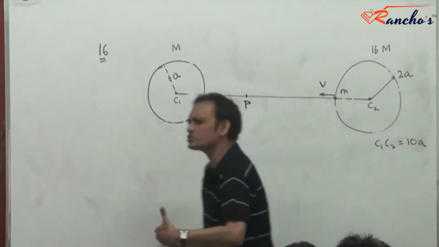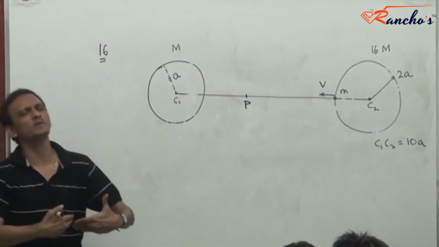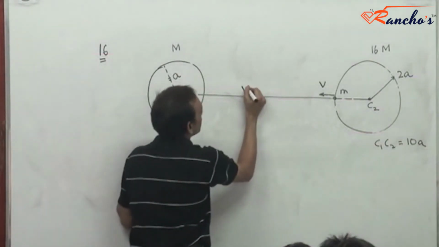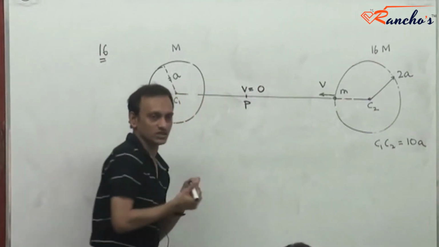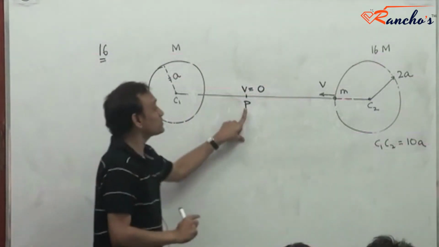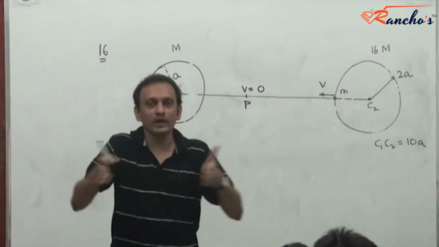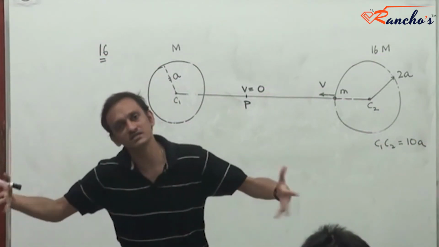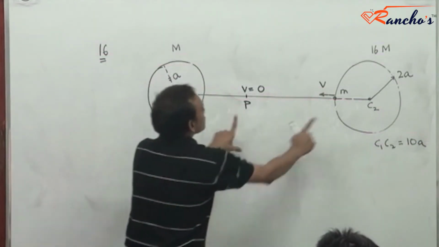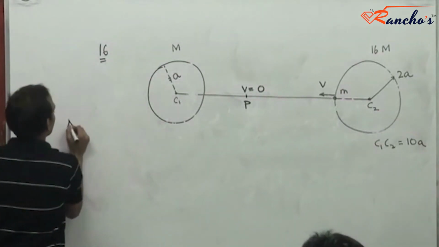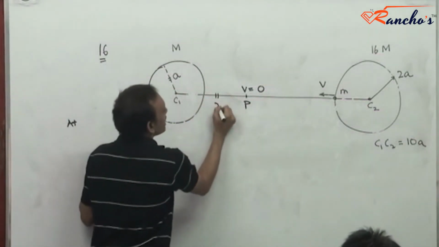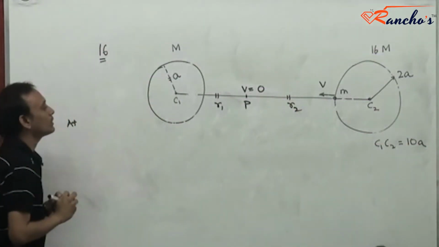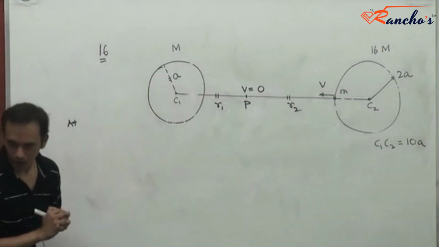Just about reaches P means it just about reaches P with zero velocity. So let's say the velocity when it reaches P is just about zero. But then what's P? P is a point where the attractive forces because of the two stars are the same. Say this is R1 and this is R2, the distances of P from the centers of the two stars.